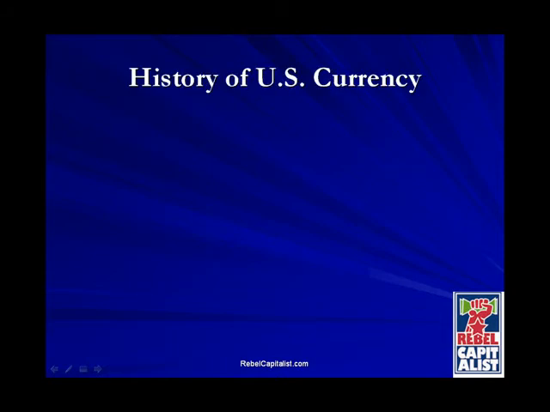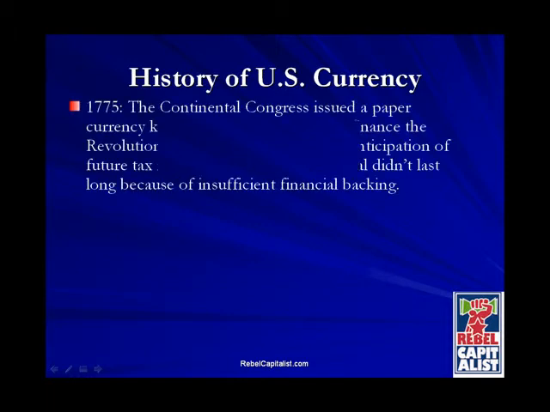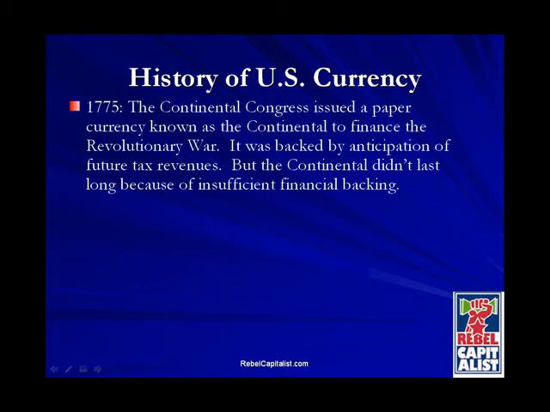The history of U.S. currency. And this is brief, but I think it's interesting and gives us some good context. In 1775, the Continental Congress issued a paper currency known as the Continental to finance the Revolutionary War. It was backed by anticipation of future tax revenues.